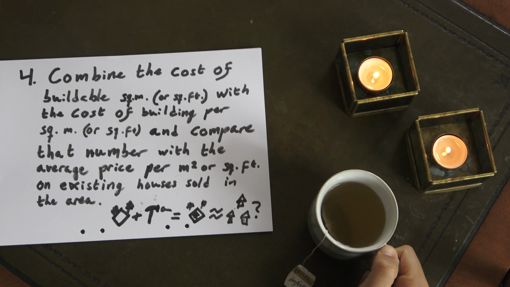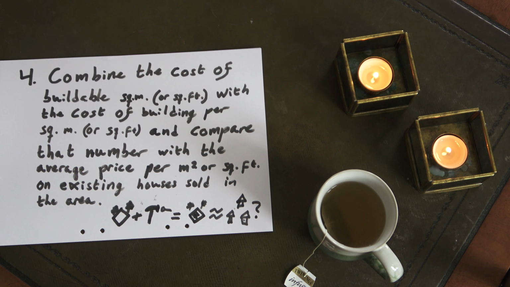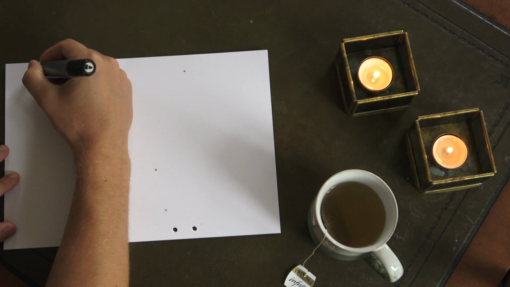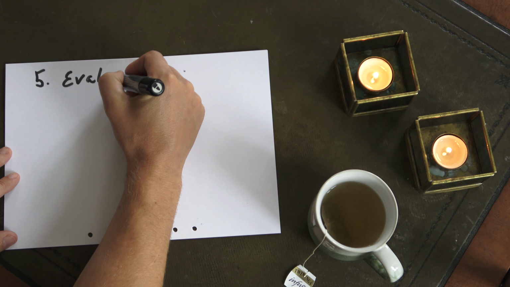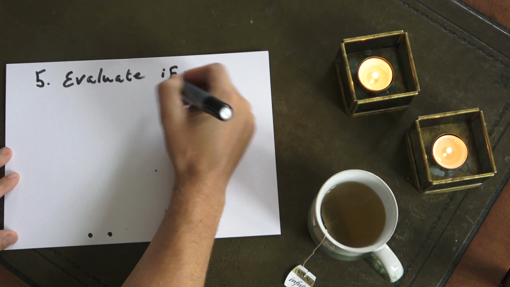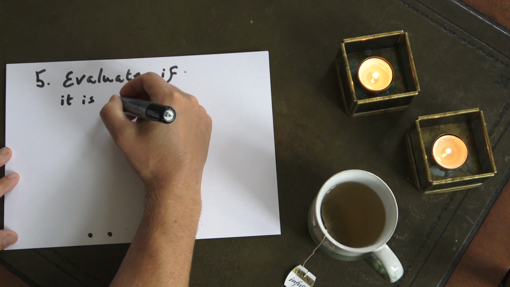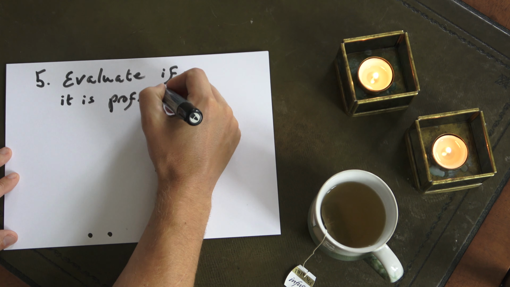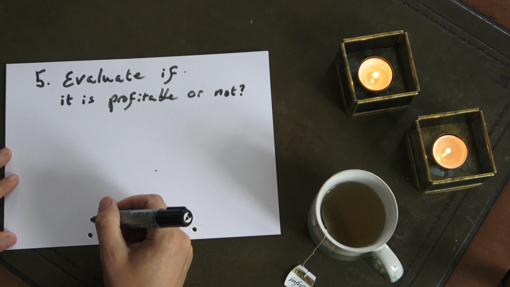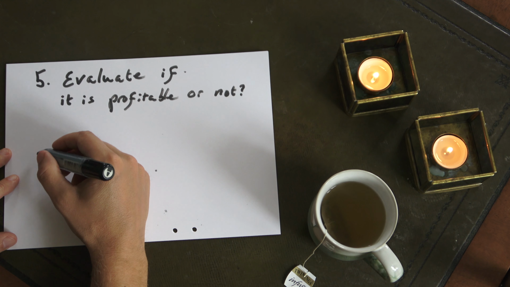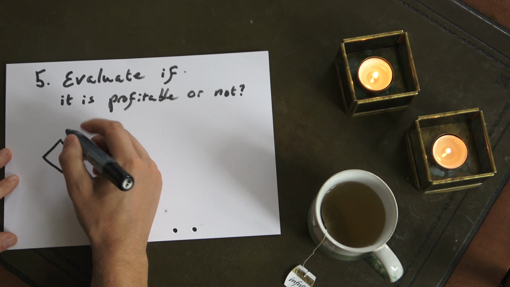And then as a final step, number 5, is to evaluate if this is worthwhile pursuing or not. And it's quite easy. You need some buffer because there's always going to be stuff going on when you develop a property, unforeseen stuff that costs a bit extra here, a bit extra there. So you need a little buffer to just know that you're not going to lose money.